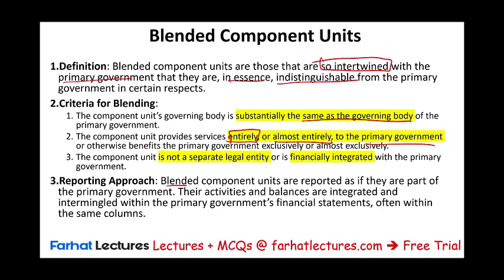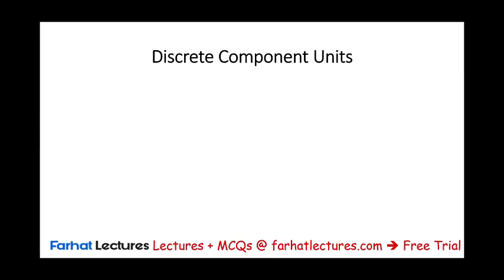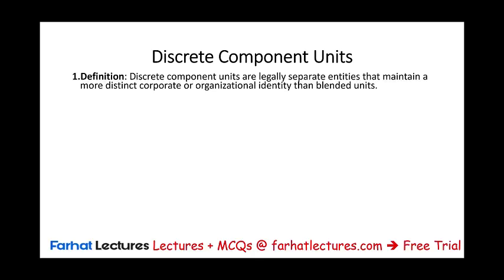So blended components are reported if they are part of the primary government. Their activities and balances are integrated and intermingled within the primary government financial statements and often within the same column. And we only have to meet one of those three conditions. Now, how about when it's reported separately, or discrete presentation? I think you know when, right? You know when.